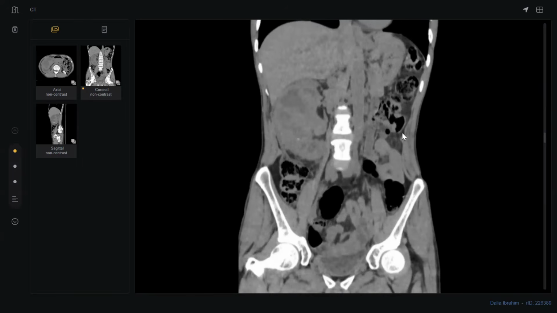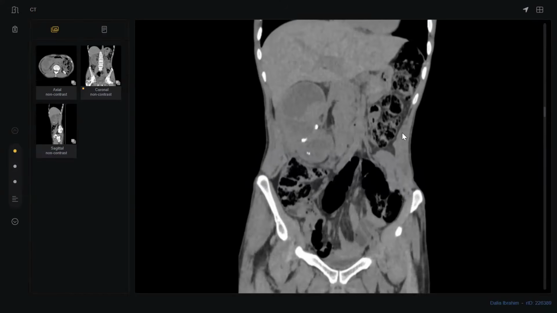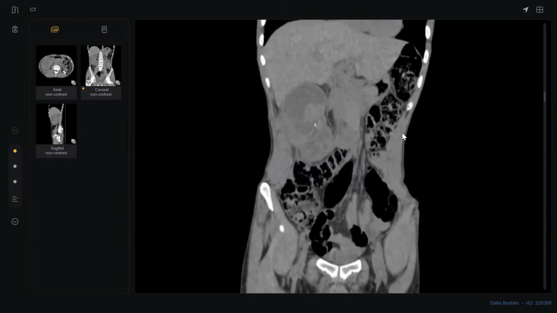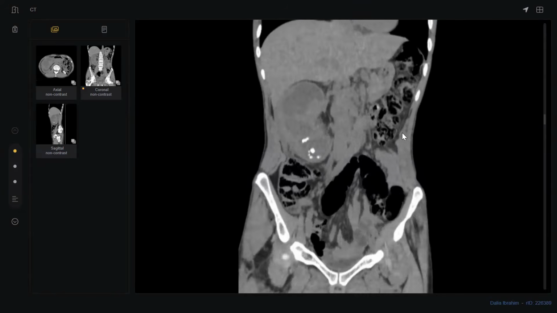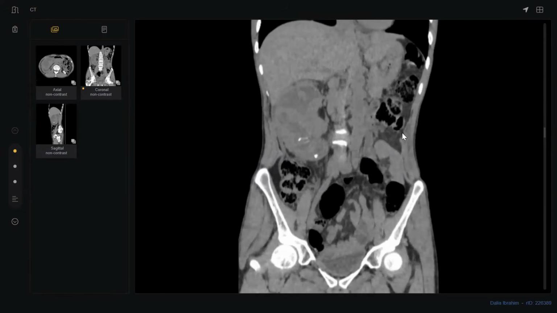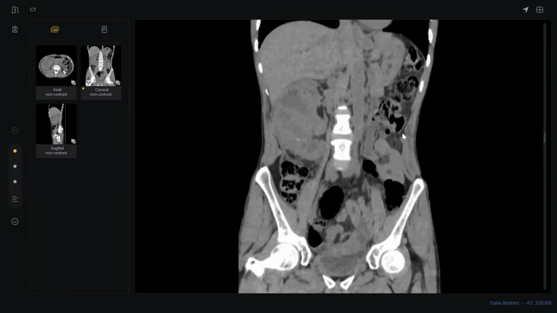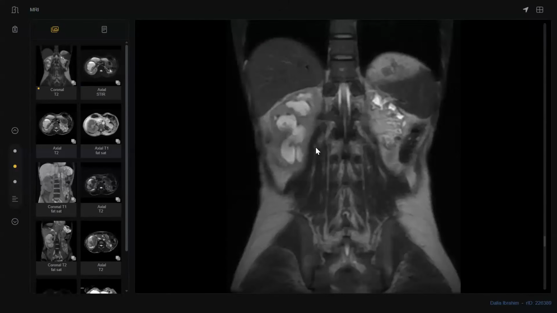You will request a post-contrast study for this patient, yes or no? After checking the renal function, I have to request it if the patient's renal function is normal, and then I will proceed to contrast. Do you think this patient will have a normal renal function? No. So I have to proceed to MRI.